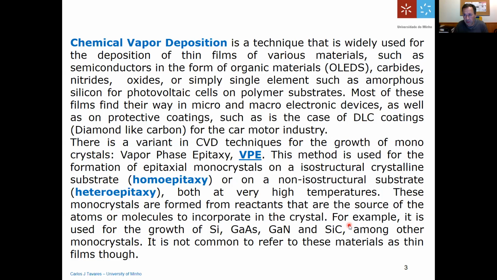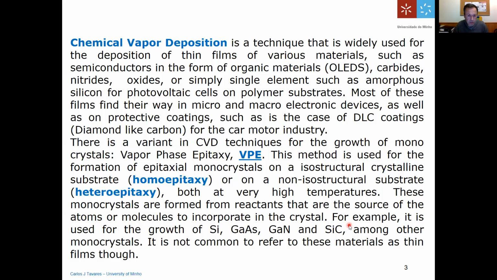For example, ABO3 types of materials with a perovskite structure. And if they are really isostructural, they have the same structural parameters at the beginning, then we call it homoepitaxy. If on the other hand they differ from the substrate, then it's called heteroepitaxy. And normally this is done at very, very high temperatures, okay? So this monocrystal, which means above 600 degrees C.